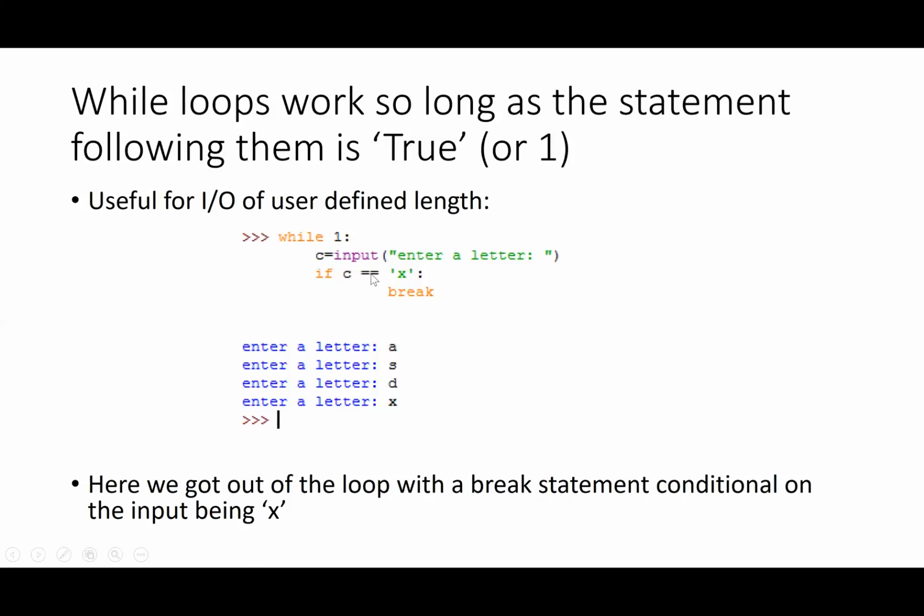But equals means if C equals X, in the English language sense of the word equals, then execute what follows this colon and is offset by a tab. And here I've used the break keyword to break out of the while. So here we are. I enter a bunch of letters, and when I enter X, boom, I get out of the function.